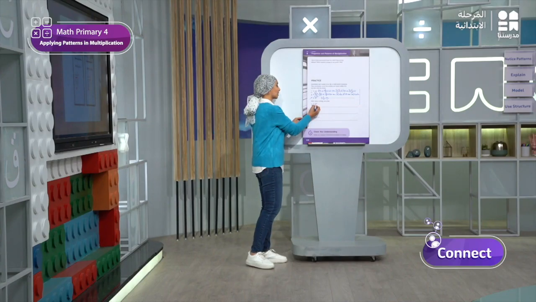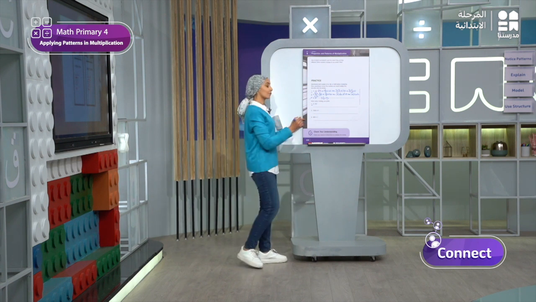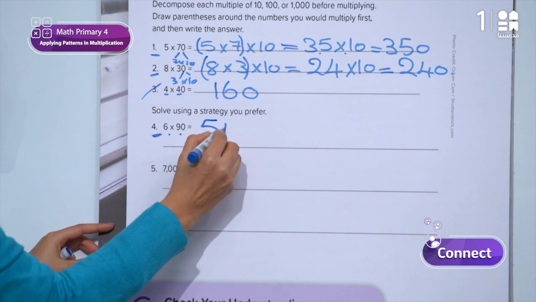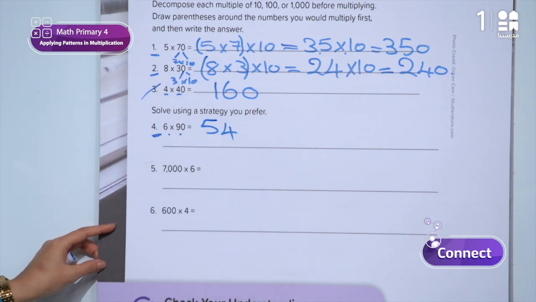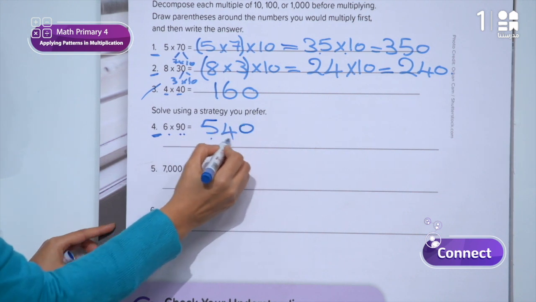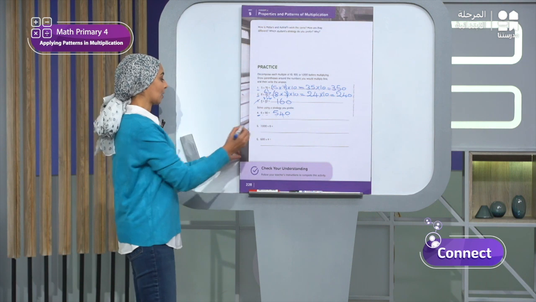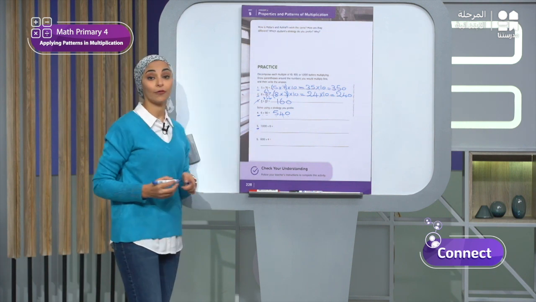So 6 times 9 equals what? Yes, 6 times 9 equals 54. 54 only? No, don't forget to put the 0. So I'll put the 0 here to be 540 and this is my answer. Let's see now problem number 5.